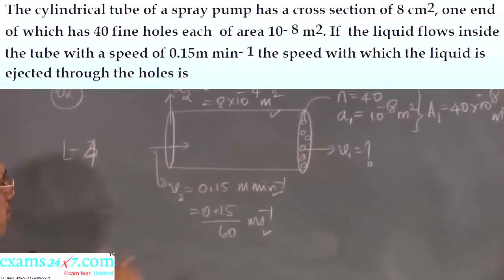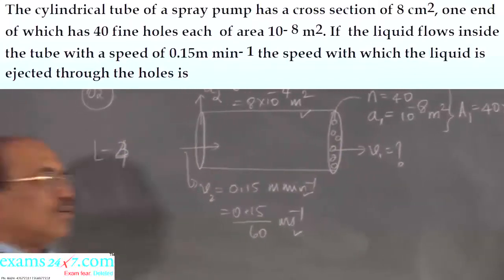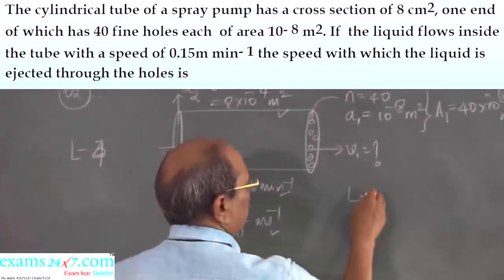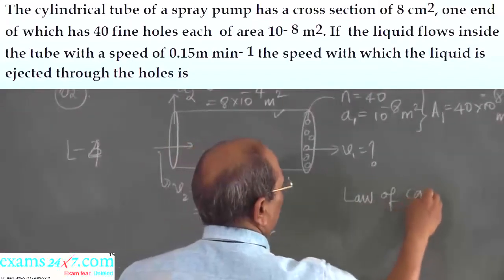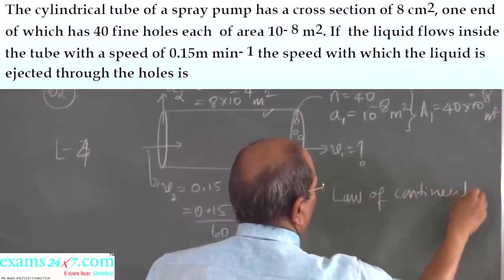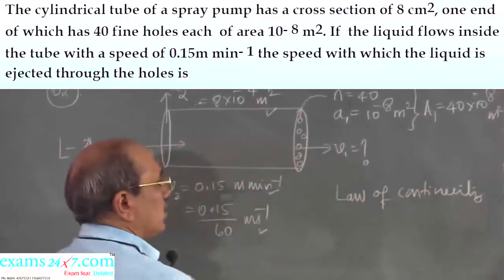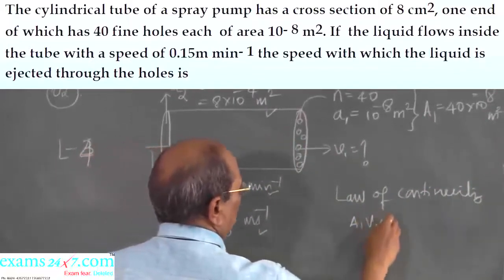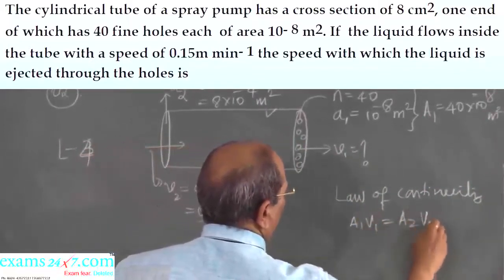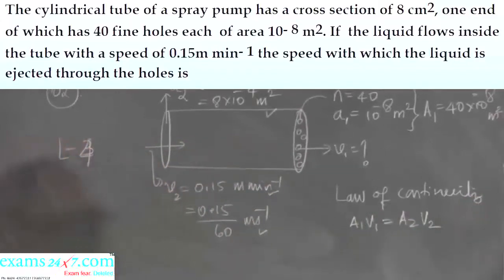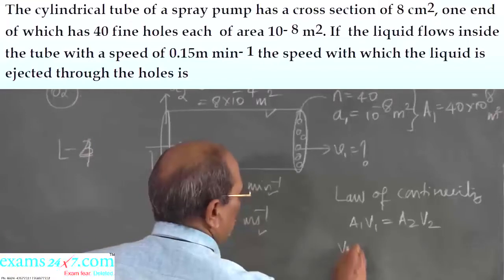Now you are able to get the answer using the law of continuity. A1 V1 equal to A2 V2. The volume of liquid flowing across any section remains constant. Now V1 is required.